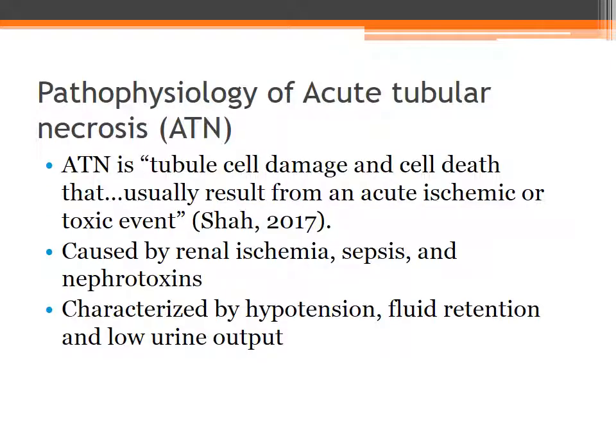So what exactly is acute tubular necrosis, or ATN? It's defined as tubular cell damage and cell death that usually result from an acute ischemic or toxic event. There are three major causes of acute tubular necrosis: renal ischemia, sepsis, and nephrotoxins. For the sake of this case study, we will focus on renal ischemia. All causes of severe prerenal disease, particularly if accompanied by hypotension, surgery, or sepsis, can cause post-ischemic, also called ischemic, acute tubular necrosis.